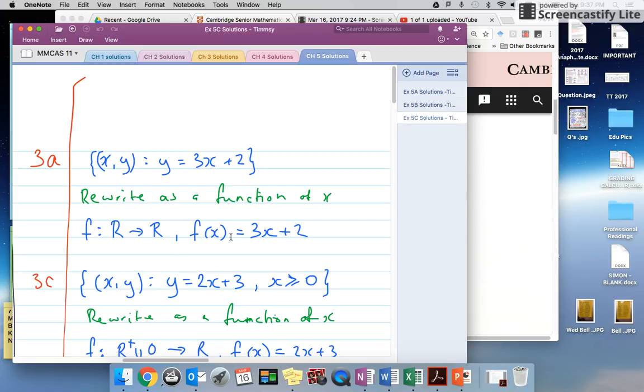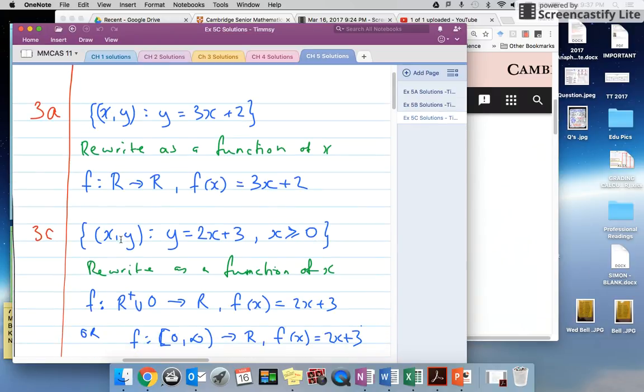A function of x is 3x plus 2. So we're putting this as a whole mathematical sentence. So the function, the domain R maps onto the real number plane, where f of x, the function of f of x, we call it f of x. The function of f of x is 3x plus 2.